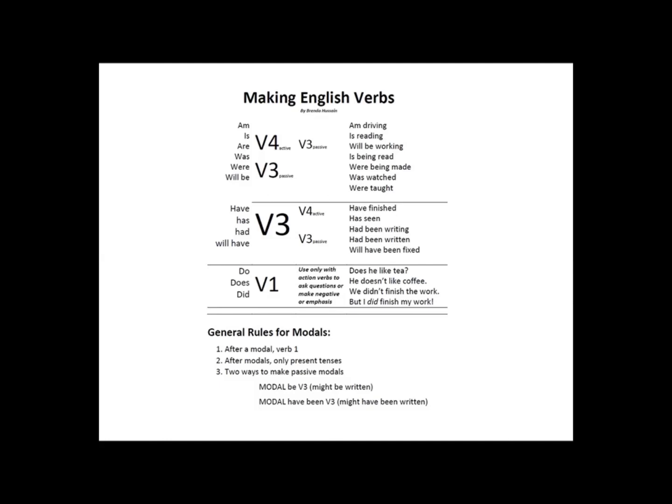After a modal, verb 1, first rule. So after modals, only present tenses. And when you're trying to make a modal passive, we're still in the present tenses, but there's only 2 ways to do it. Modal be with verb 3, like might be written, or modal have been and verb 3, like might have been written. That's the only ways to make modals passive.